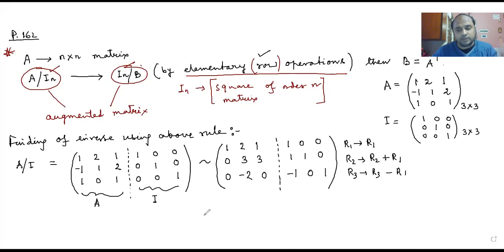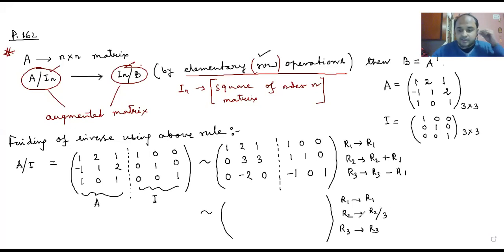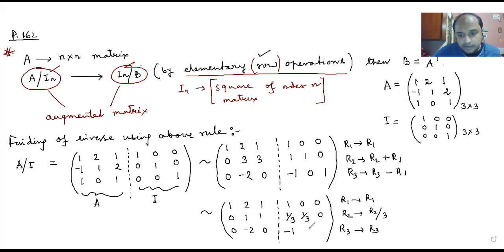So that is my first operation. Then I have applied another operation like this. I kept R1 unchanged, R3 unchanged, except R2, and in R2 we have divided the elements by 3. Consequently, we get 1 2 1, 1 0 0, and 0 1 1, 1/3, 1/3, 0, 0, minus 2, 0, minus 1, 0, 1.